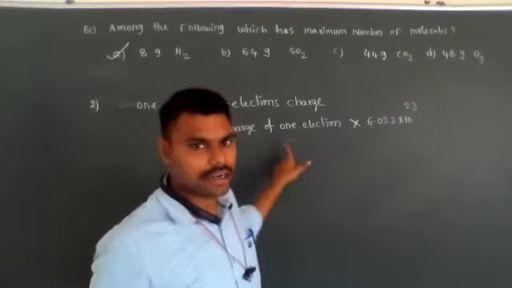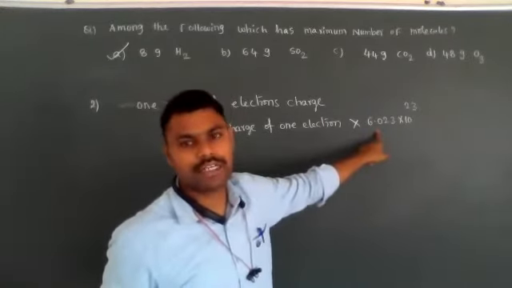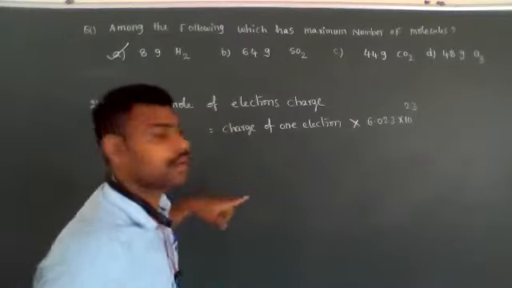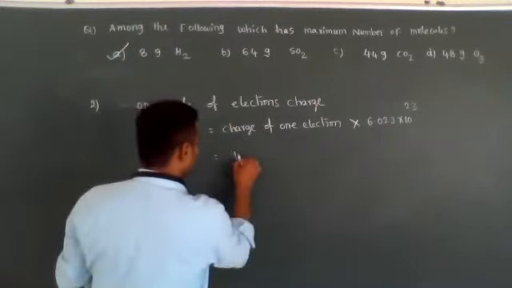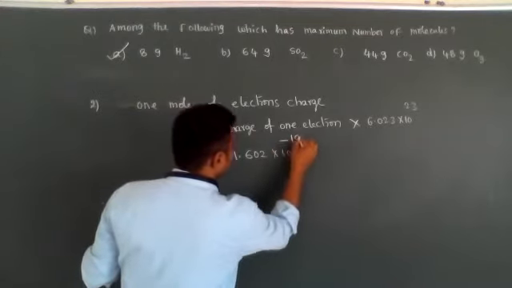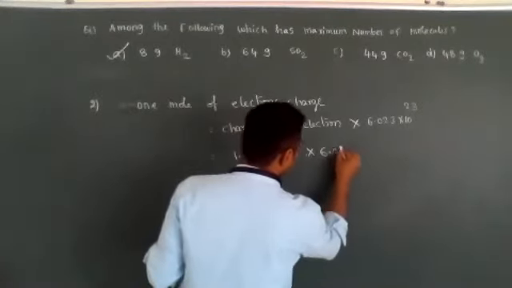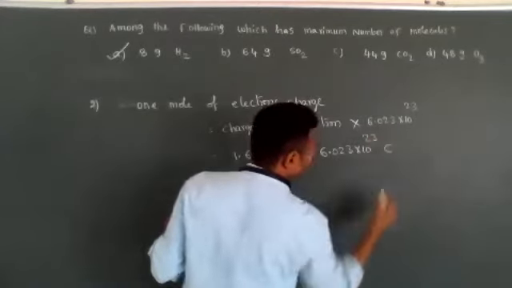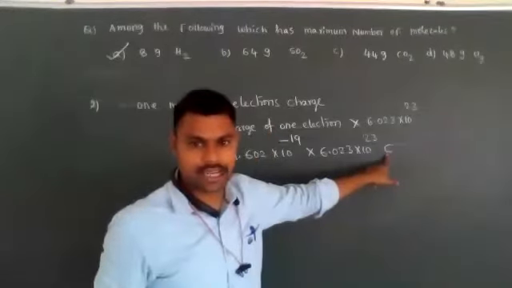So each electron's charge is multiplied with 6.023 into 10 to the power of 23, which gives the charge of 1 mole of electrons. In that question, how much is the given charge of 1 electron? 1.602 into 10 to the power of minus 19, times 6.023 into 10 to the power of 23. The unit for this charge is coulombs.